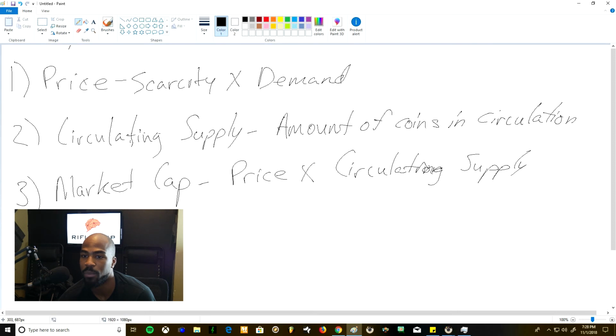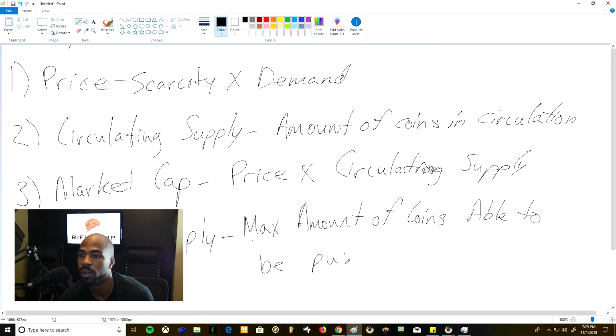And there's also a max supply. Before I forget, the max supply is the maximum amount of coins that they're allowed to create. So let me erase this. One moment, typo. And this is the maximum amount of coins able to be pushed into circulation. So a lot of coins are not mined yet, which is a part of the max supply.